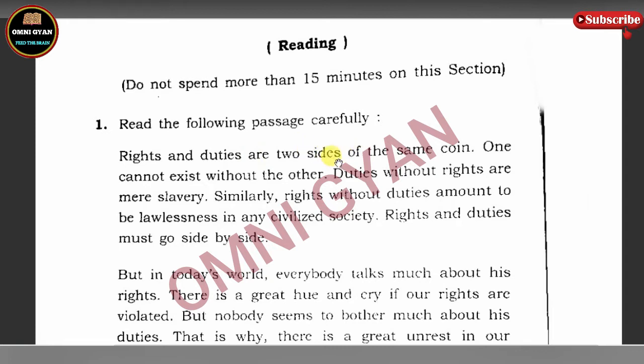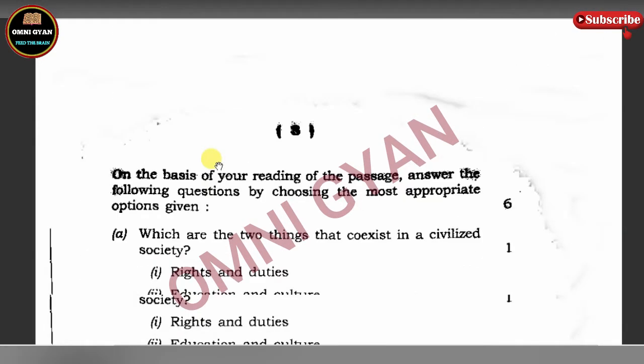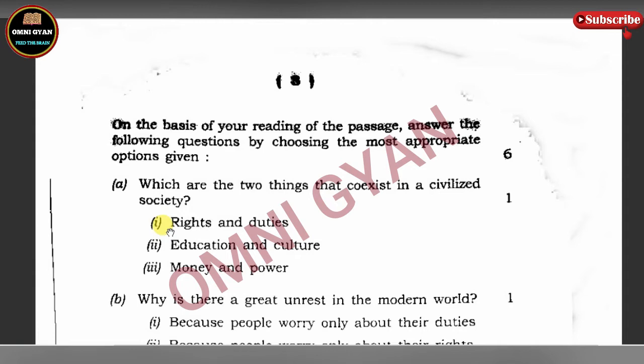Rights and duties are two sides of the same coin. One cannot exist without the other. So which two things exist together? In this line itself it is given that rights and duties both cannot exist without one another. That means they coexist. So the answer is very straightforward: rights and duties. Coexist means existing together in a civilized society. So your correct answer is option 1. A will be 1.